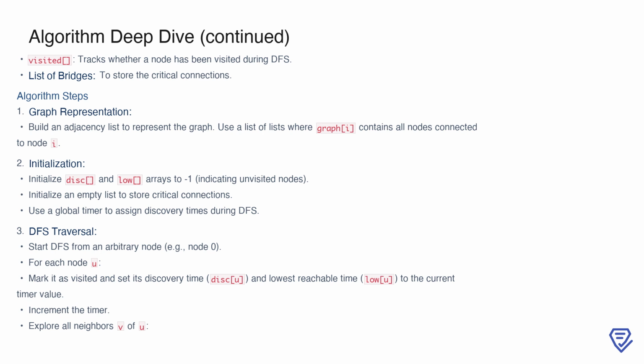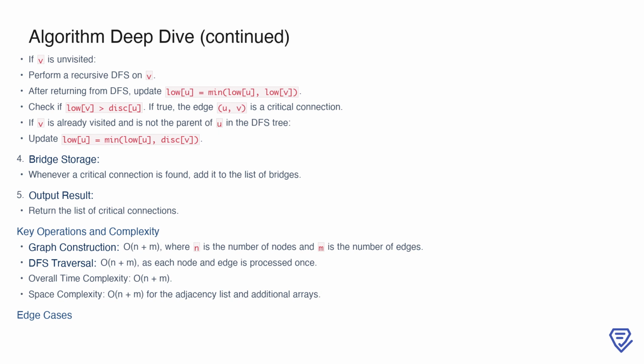For each node U, we mark it as visited and set its discovery and lowest reachable times to the current value of the timer. The timer is then incremented before exploring all neighbors of node U. This ensures that the discovery time of each node is unique and helps us track the DFS progression. When exploring the neighbors of a node U during DFS, if a neighbor V has not been visited yet, we initiate a recursive DFS call on V.